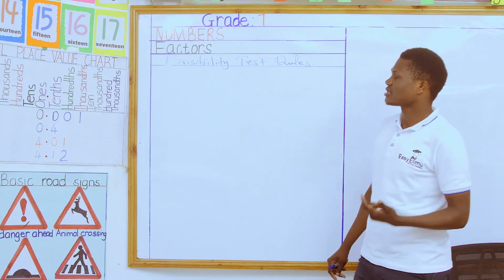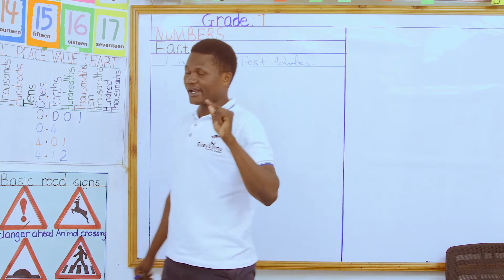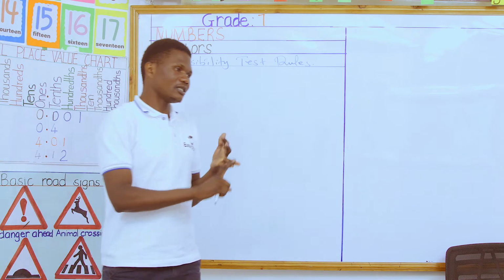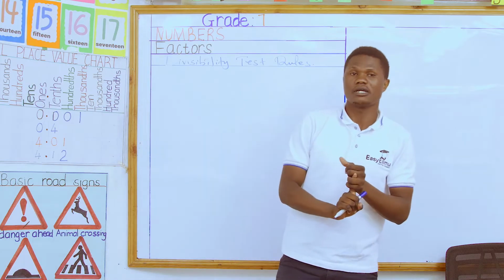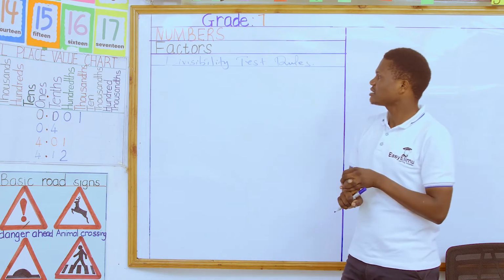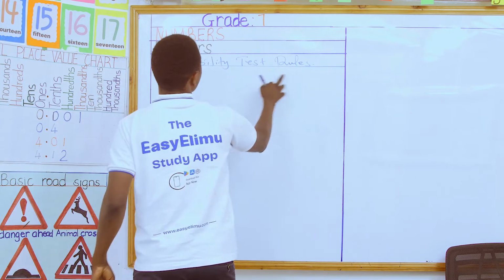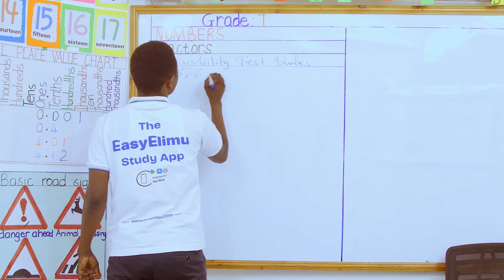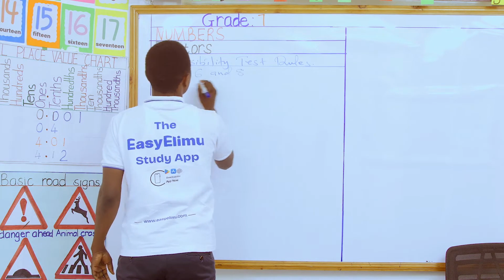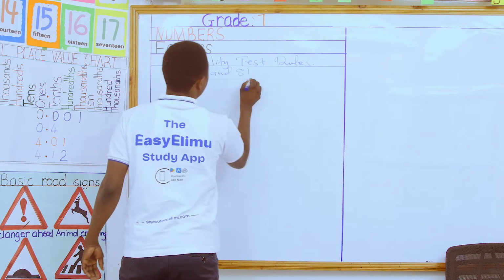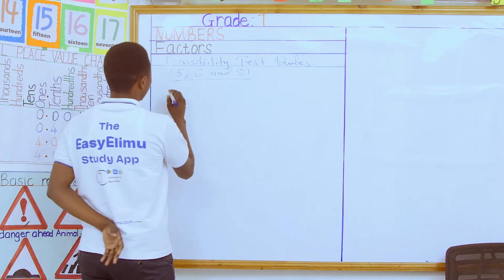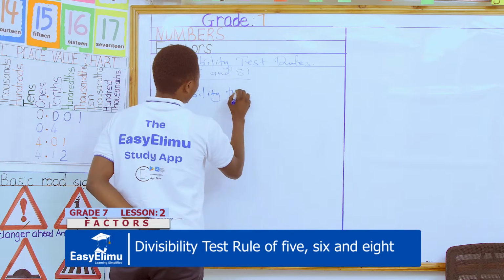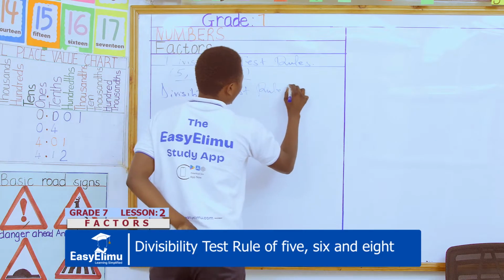Finally, we discussed the divisibility test rule of 4, and we said that for a number to be divisible by 4, the number that is formed by the digits in the tens and ones place value must be a multiple of 4. So having said that, this morning I want us to discuss the divisibility test rule of 5, 6, and 8. So we shall start with the divisibility test rule of 5.